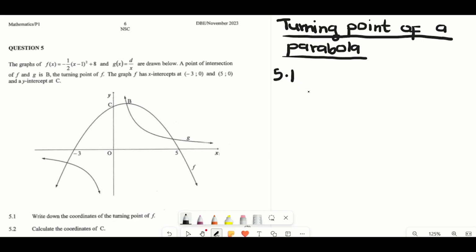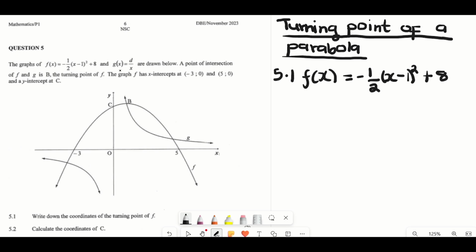So the first thing we're going to do is write the equation of the parabola, which has been given to us as f of x equals negative half, open bracket, x minus 1, squared, plus 8.